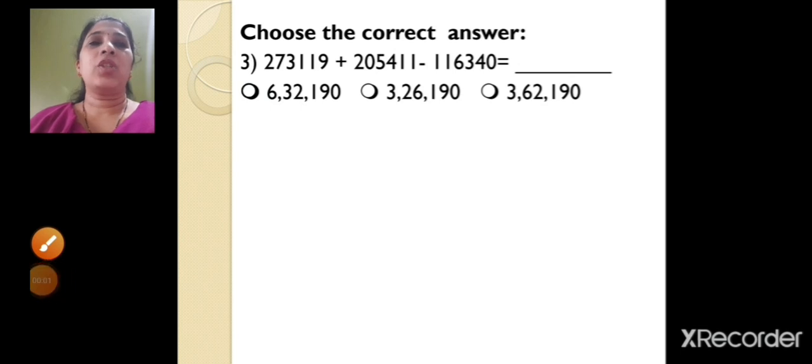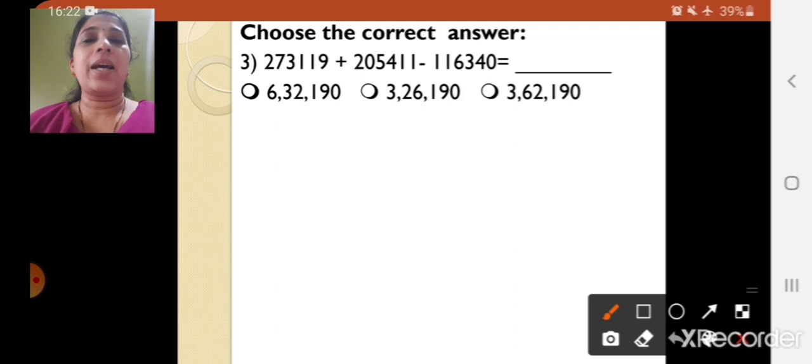The third sum is 2,73,119 plus 2,05,411 minus 1,16,340. So three options are 6,32,190. Second option is 3,26,190. And third option is 3,62,190. So first we'll carry out addition and then we'll carry out subtraction. So first we'll arrange the numbers. First one is what?